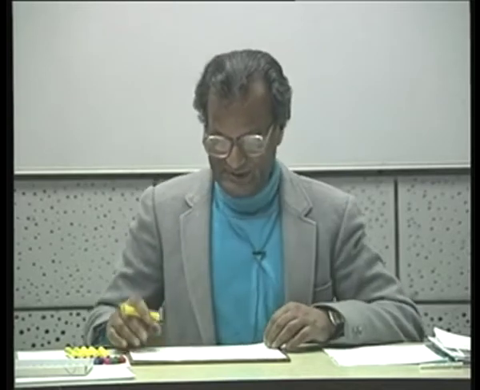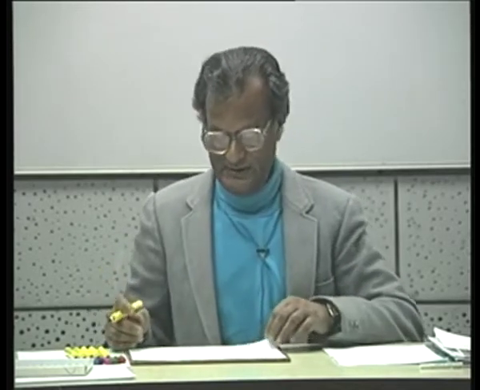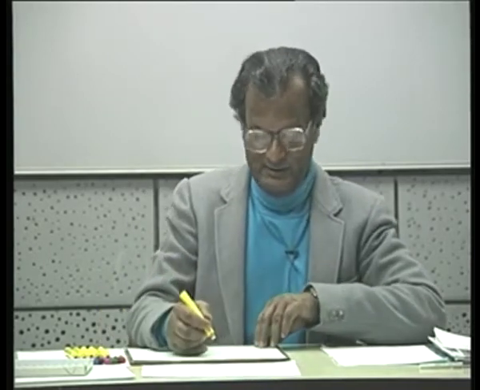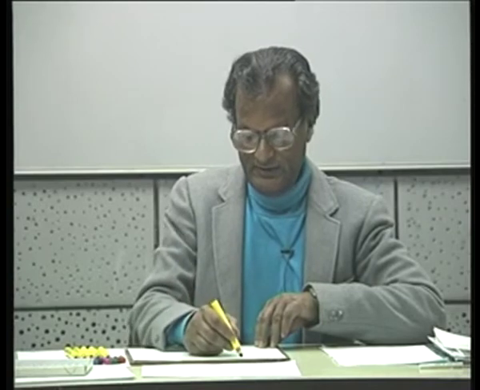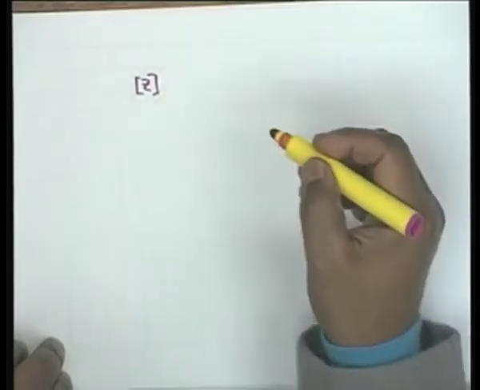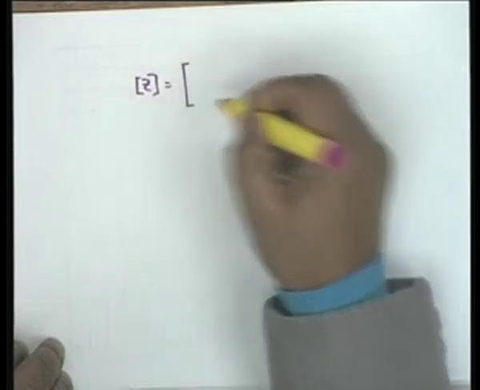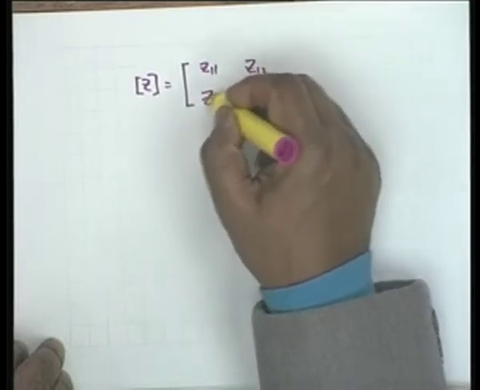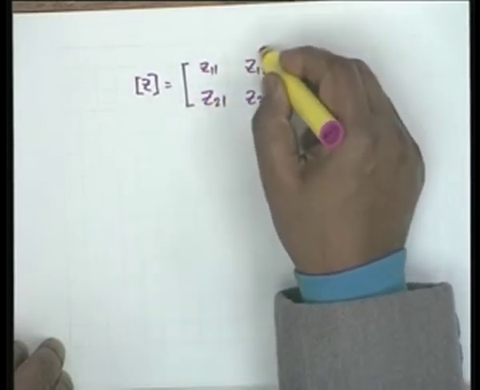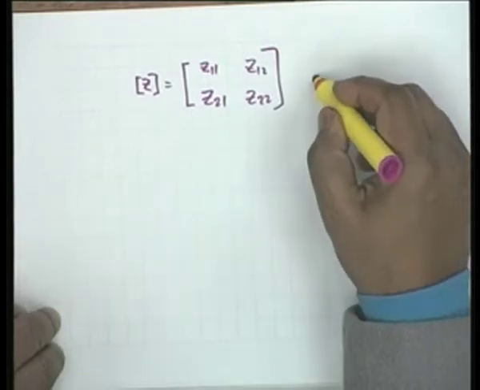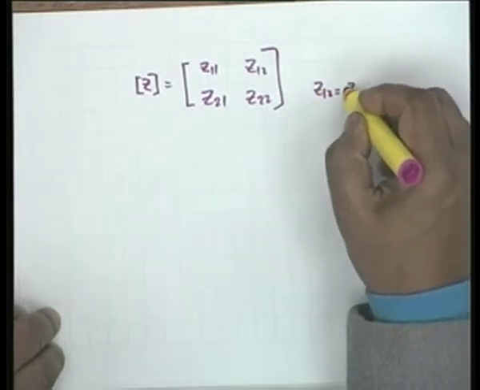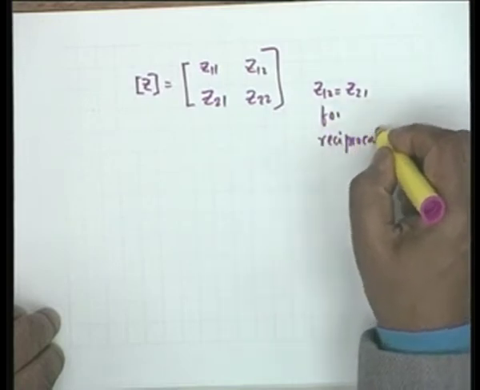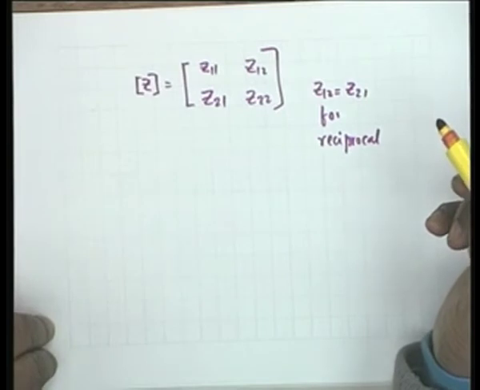Okay, this is the 21st lecture and we continue our discussion on two-port networks. As we did in the last lecture, the Z parameters form a 2 by 2 matrix: Z11, Z12, Z21 and Z22, and for reciprocal networks Z12 is equal to Z21. And we have also seen how they are defined.